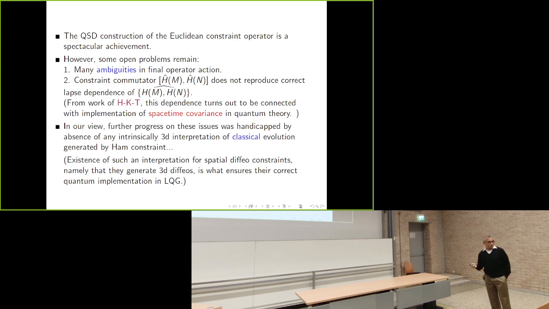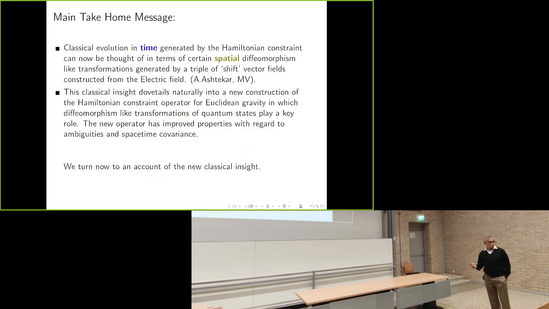So this brings me to the main take-home message of this talk, which is that classical gravitational evolution in time, which is generated by the Hamiltonian constraint, can now be reformulated or thought of in terms of certain spatial diffeomorphism-like transformations. This is a bit vague, but will become clear in the next slide. And these transformations are generated by a triple of shift vector fields. So these are spatial vector fields constructed from the electric field data.